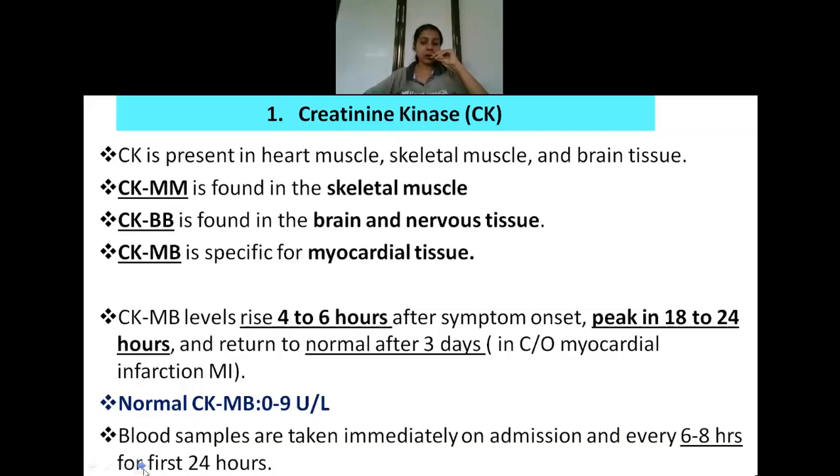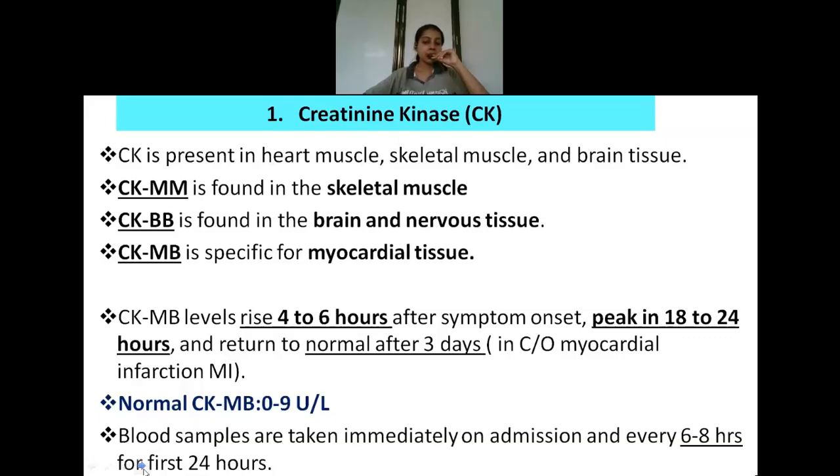So that is why I told you, if you go to the hospital for a blood checkup after 2 to 3 days, you will not even find CKMB, because the levels have already come down. Remember, creatinine kinase is found in the brain, heart and even in the skeletal muscle, but the cardiac specific one is CKMB. It rises from 4 to 6 hours, peaks in 18 to 24 hours and returns to normal, decreasing in 3 days. The normal value of CKMB is 0 to 9 units per liter. It's okay if you don't remember the normal value.